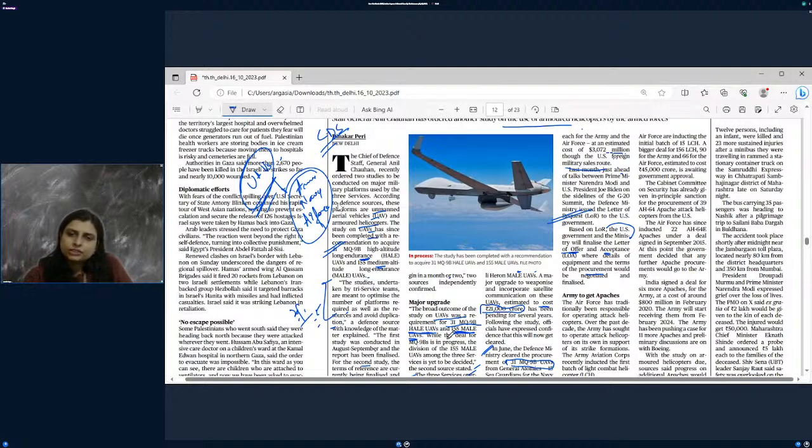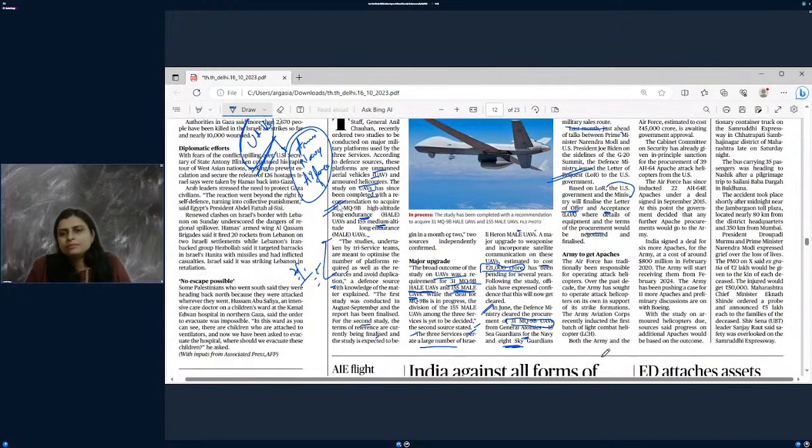Army to get Apaches. The Air Force has traditionally been responsible for operating attack helicopters. That means the work of the Air Force was profoundly towards the operation of attack helicopters. Over the past decades, the Army has sought to operate attack helicopters on its own in support of its strike formation.